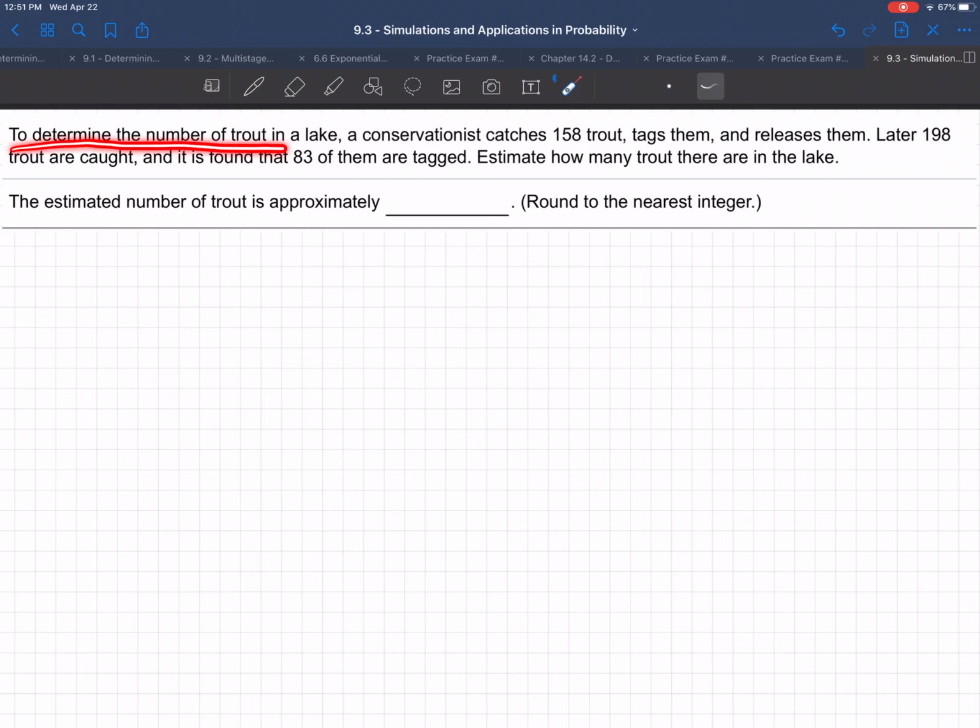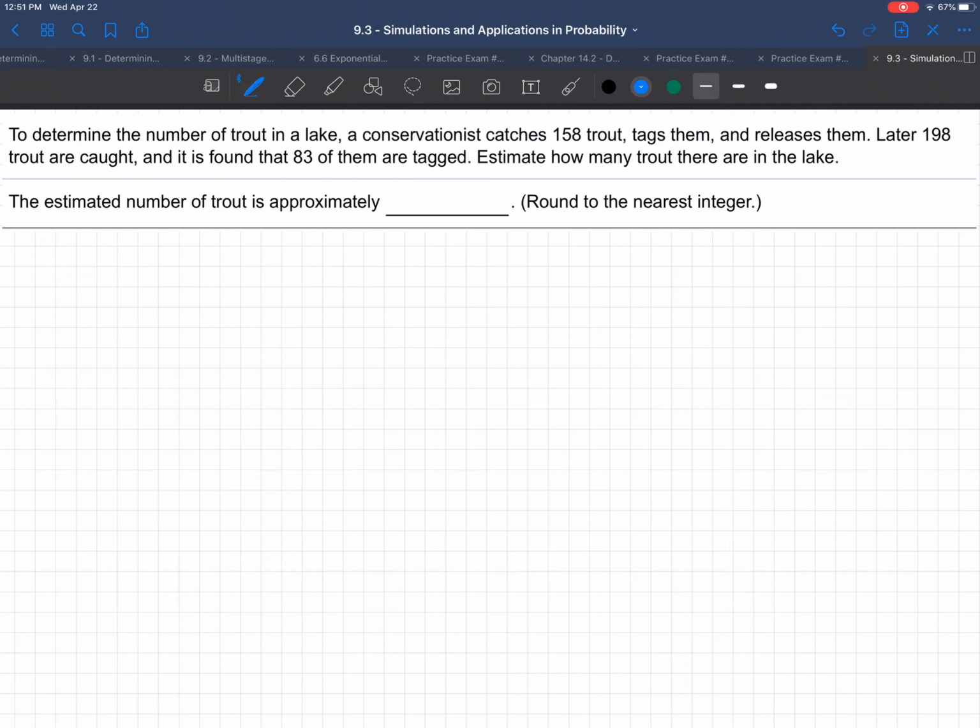To determine the number of trout in a lake, a conservationist catches 158 trout, tags them, releases them. Later, 198 trout are caught, and it is found that 83 of them are tagged. Estimate how many trout are in the lake.